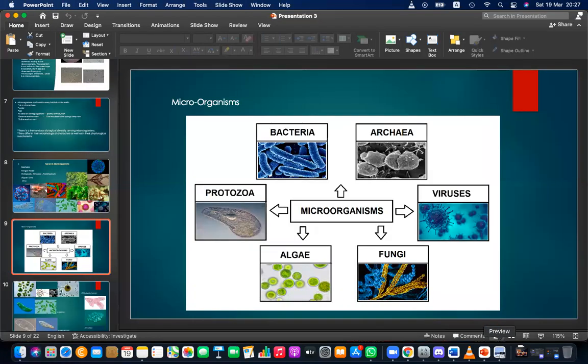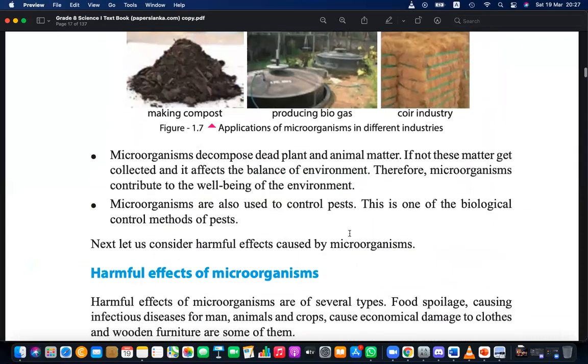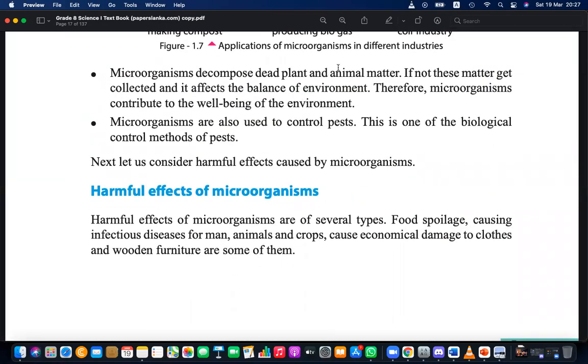Right, okay. Now we know the effect. And microorganisms decompose dead plant and animal matter, right? We learned what decomposing is. Decomposing means breaking down into the basic, elementary substances from which it was created. So it's just breaking down and balancing the environment.